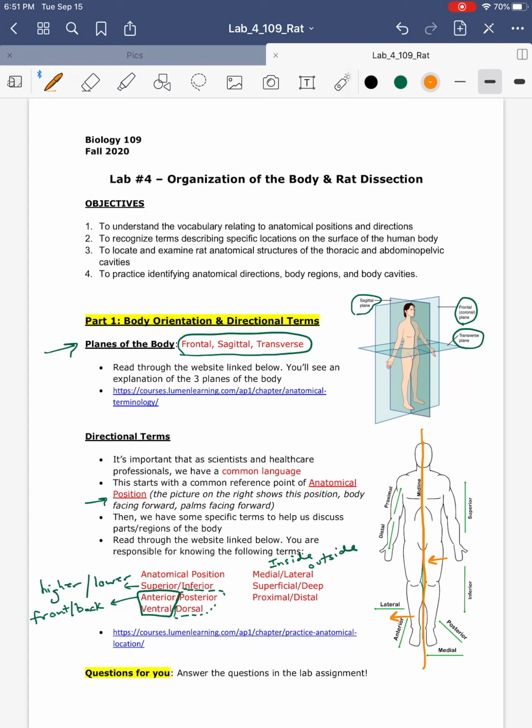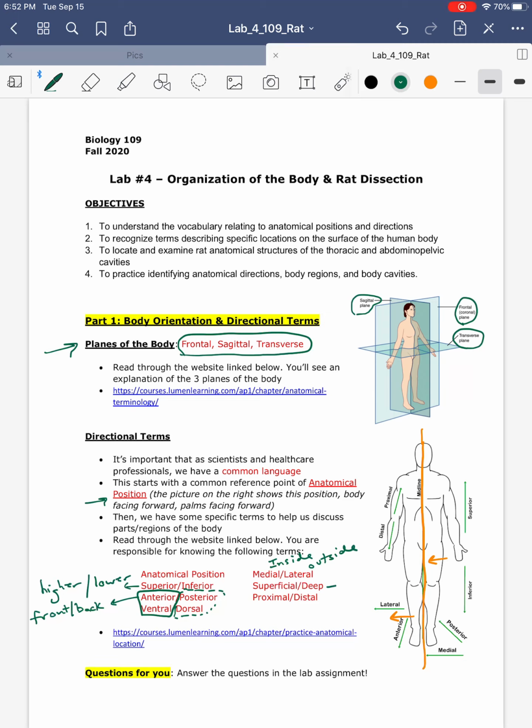And again, these little keywords that I'm giving you don't necessarily always mean the same thing, but if you're having a hard time learning, that's a way to start. Medial means closer to the midline. Lateral means further away from the midline. Superficial and deep, I don't think I need to go into detail with that. Superficial just means more towards the surface of the skin. Deep means deeper towards the core.